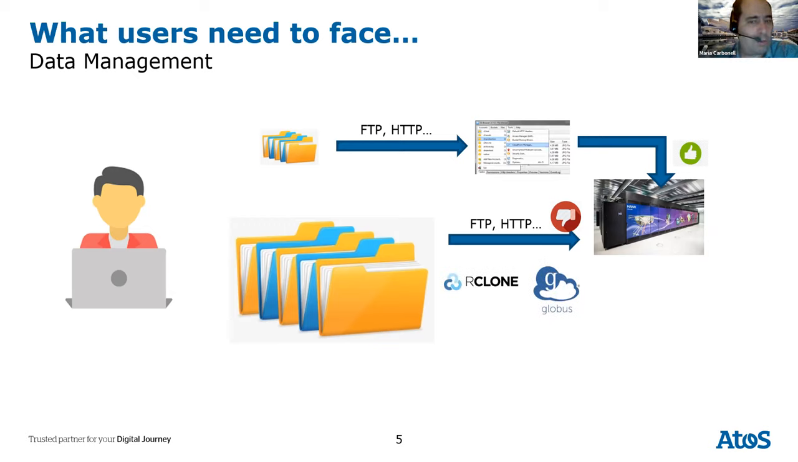You could use Rclone to move data to clouds. You can use GridFTP, which is the typical one in order to move very big datasets, especially between HPC infrastructures. But what happens with that? Again, command lines. So in many cases, you still need to use command lines, which are very complex. And if you go through the configuration, it can also be a mess.